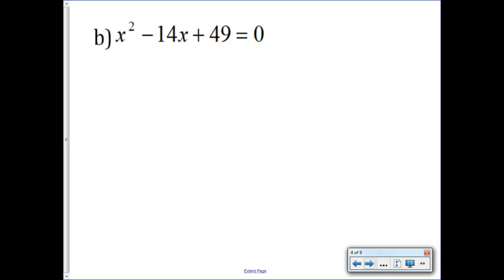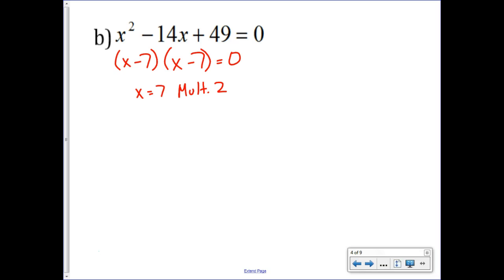Alright, looking at this one, x squared minus 14x plus 49. That one looks factorable to me. So I need two numbers that multiply to 49 that add to negative 14. That looks like probably negative 7 and negative 7. So x minus 7 and x minus 7 is equal to 0. So that means I get x equals 7. That's a multiplicity of 2.